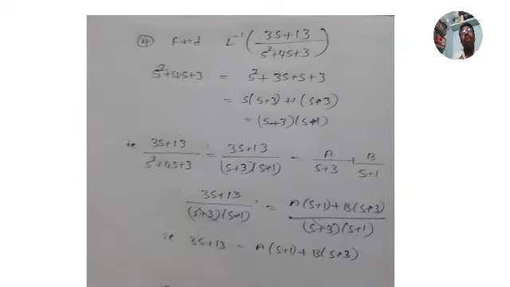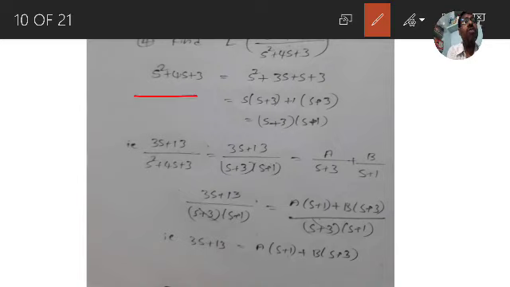Fourth problem. Find L inverse of 3s plus 13 by s square plus 4s plus 3. Again, in the denominator you have a quadratic and in the numerator you have s terms. So it is very similar to the third problem; you have to do it the same way as we did in the third problem. So first of all, convert this quadratic. 4s can be written as 3s plus s. If you add you will get 4, and if you multiply you will get 3.